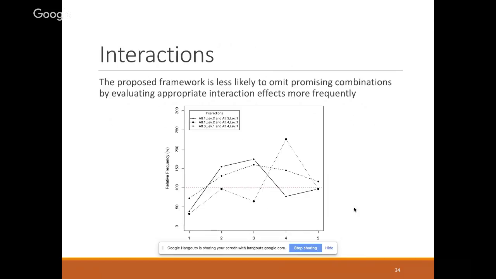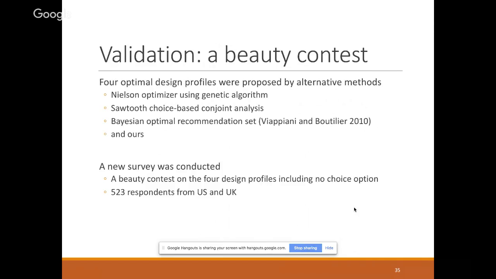But this is only internal consistency. That means we applied our own criterion, found the best performing design profile based on our method, and then the criterion tested the interaction effects that were presented in the best performing design profile that we predicted. That does not mean that the design profile we predicted is actually the best design profile. So we wanted to obtain external validity of our method.